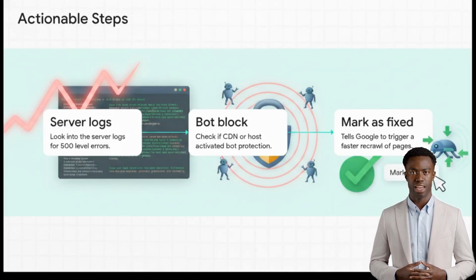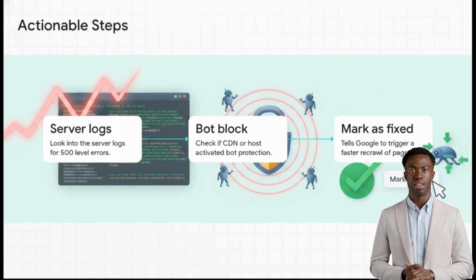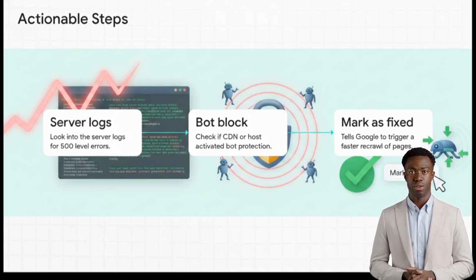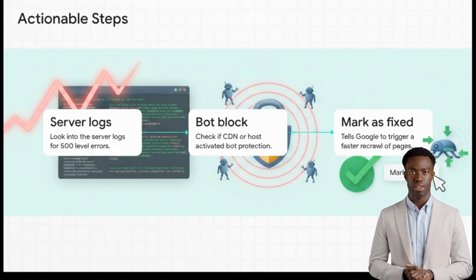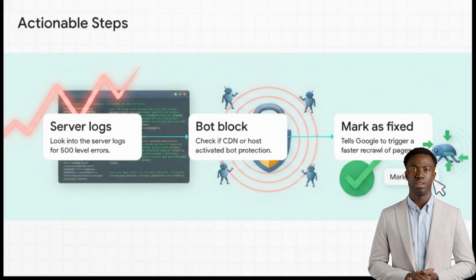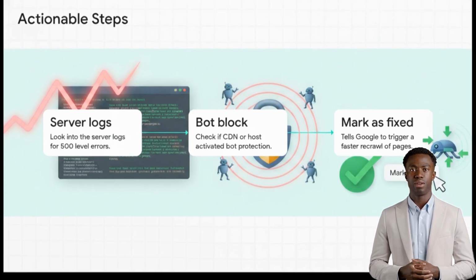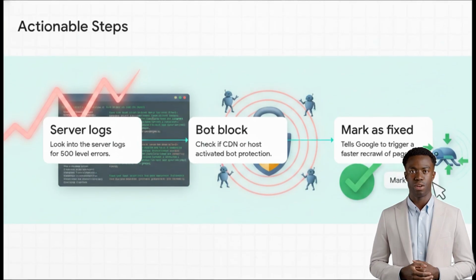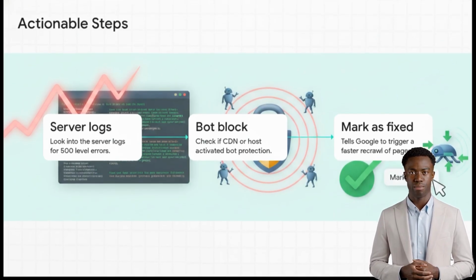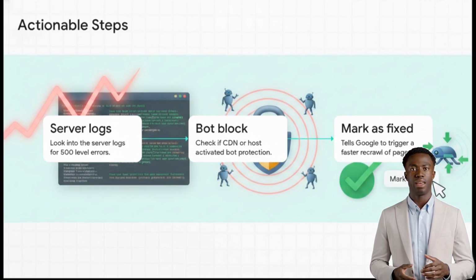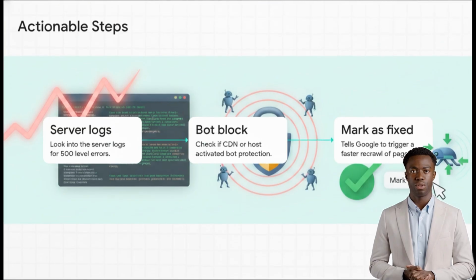When you do see that scary line going straight up, you want to follow these steps to troubleshoot the root cause rather than just blindly guessing. First up, check your server logs for persistent 500 level errors to see if your server is genuinely struggling. Step 2, investigate if your content delivery network, your CDN, or your host suddenly decided to activate bot protection. And third, once you actually resolve the systemic issue, that is when you use the Mark as Fixed button. It's not some magic wand to make the error go away. It's a signal to Google that says, hey, I actually fixed a real problem here. Please trigger a faster recrawl.